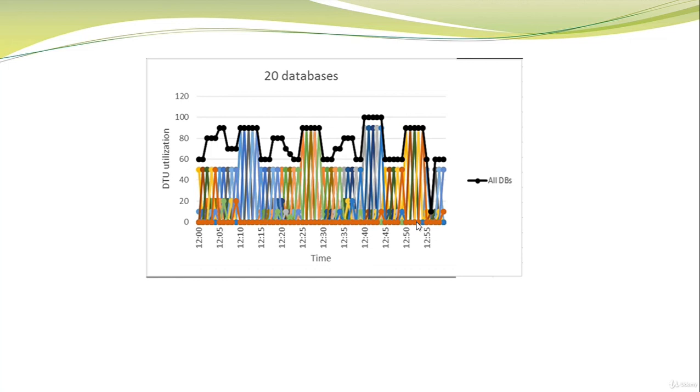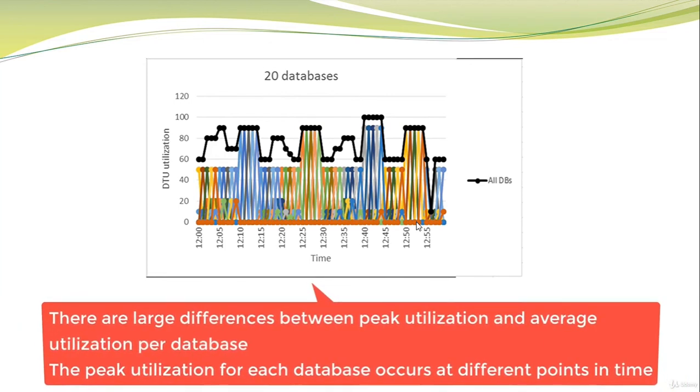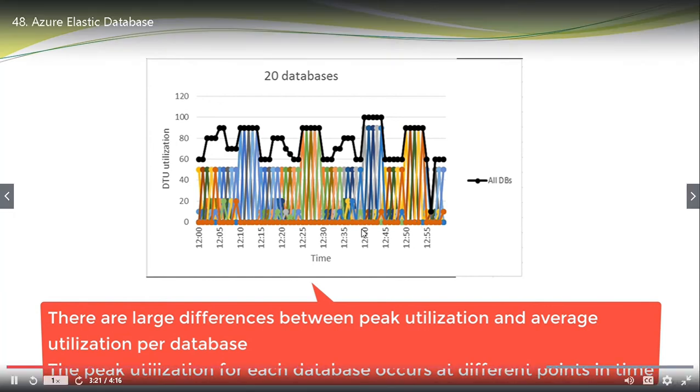This example is ideal for the following reasons: there are large differences between peak utilization and average utilization per database. Generally we have two types of companies, product-based companies and service-based companies.